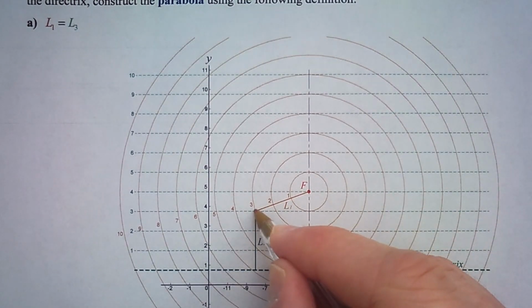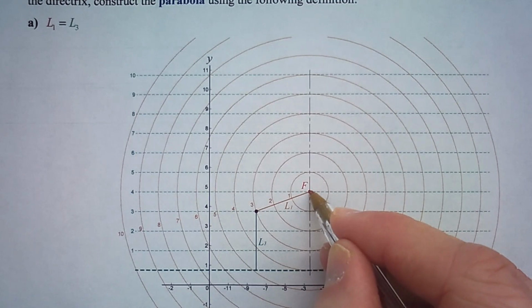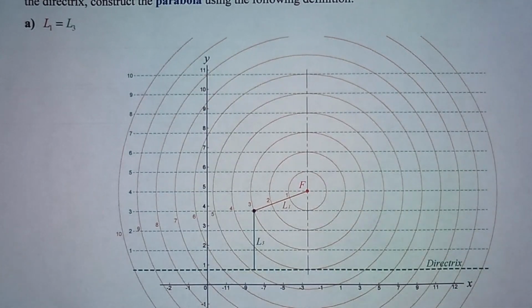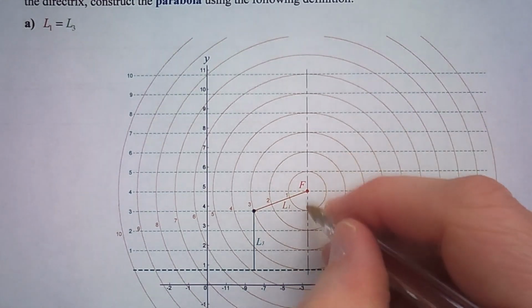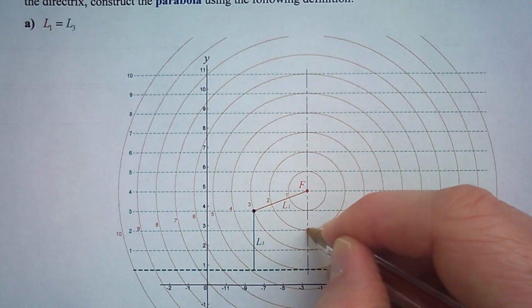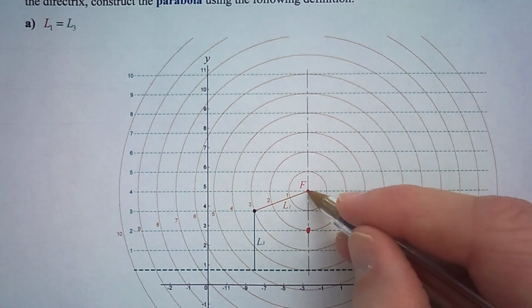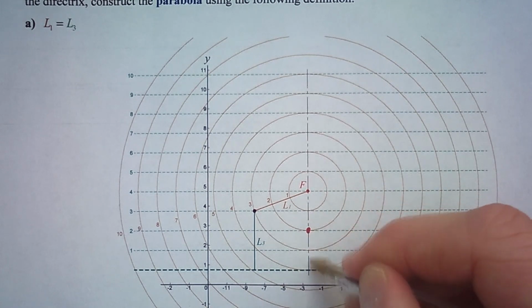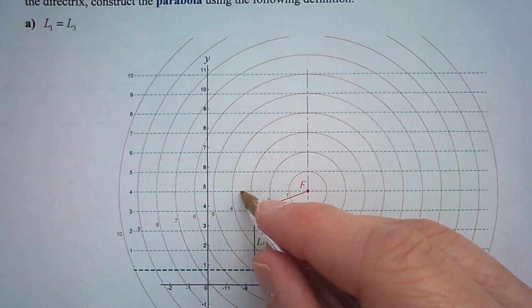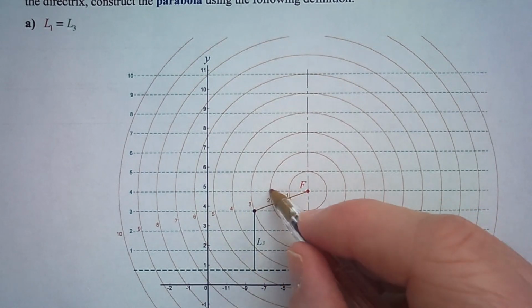So for this point right here on this parabola, from the focus we are 3 units out, and from the directrix we are 3 units up. We can also make a point that is 2 units from the focus, 1, 2, and that same point is 2 units from the directrix. So right here, we are exactly halfway between the focus and the directrix, 2 units here, 2 units here. Now what if we went 4 units from the directrix? 1, 2, 3, 4. We would also have to be 4 units from the focus.